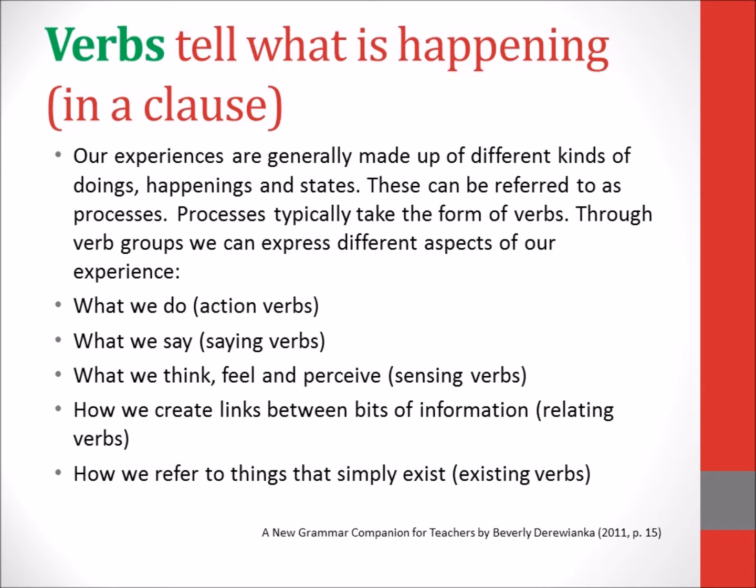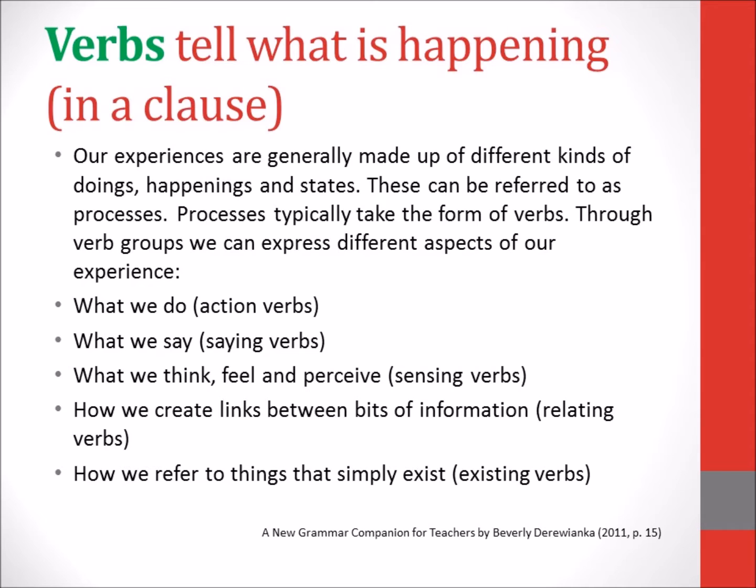As we talked about in the previous presentation that was looking at your prior knowledge, verbs tell us what's happening in a clause, and when we're looking at their function inside that clause, we tend to call them processes when we're using our knowledge of functional grammar. So all our experiences and the things that we do are made up of either doings, happenings, or states that we're in, and so we refer to them as processes. They typically take the form of a verb, and through that we see four different types of happenings generally.